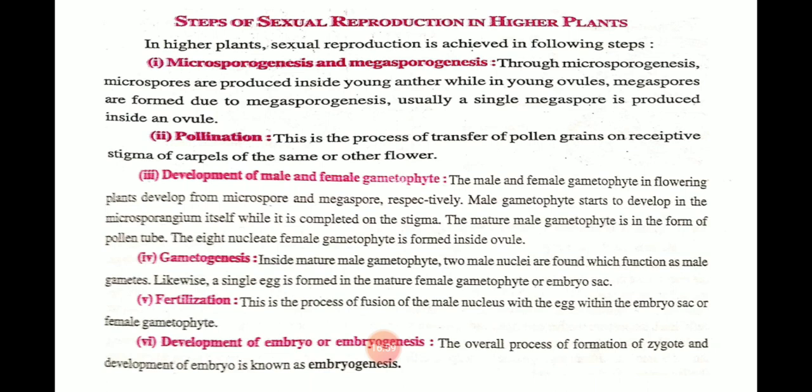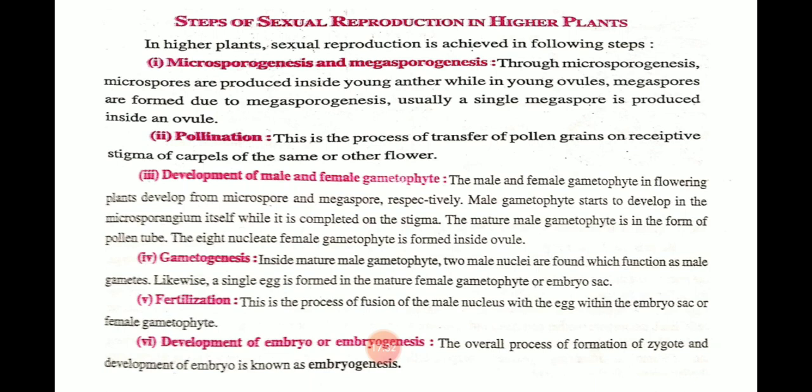Next is the gametogenesis, that is formation of gametes. Next is the process of fertilization, that is the fusion of the male nucleus and the female nucleus, whether it is the egg cell or the endosperm nucleus. And lastly, the process of development of embryo, which is known as embryogenesis. We will be discussing each of these steps in a very detailed manner in the coming sections of the chapter's videos.